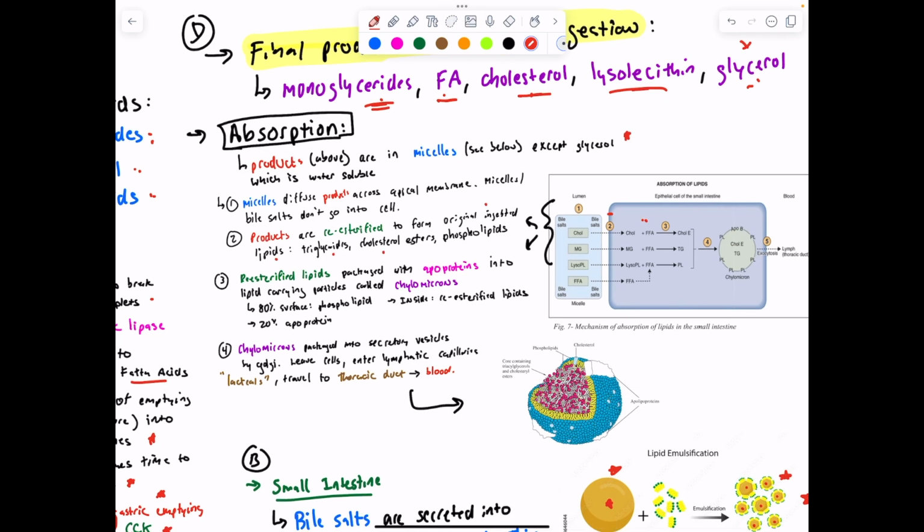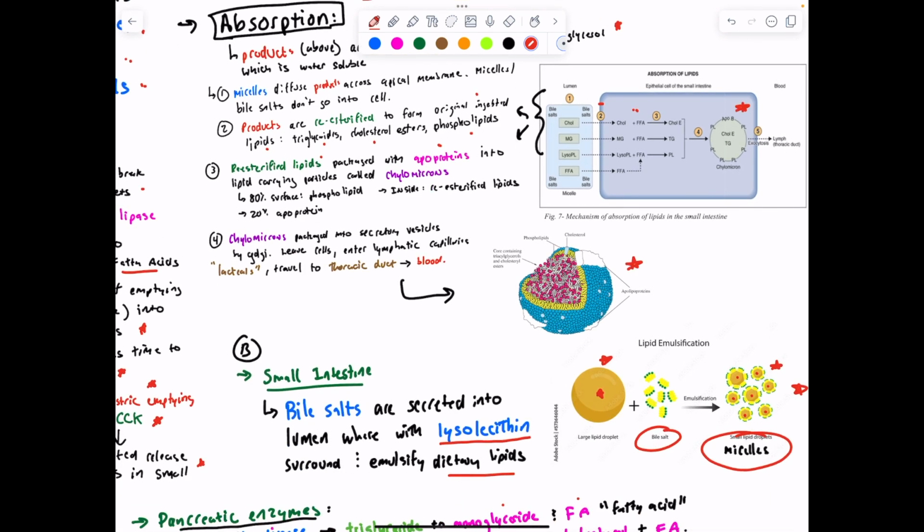aka the triglycerides, cholesterol esters, and phospholipids, and then these re-esterified lipids are going to be packaged with apoproteins into lipid-carrying particles called chylomicrons. So these chylomicrons are going to form inside of the cell. It's going to be mostly phospholipid, 80% phospholipid, with 20% of the surface being apoproteins, and inside is going to be the re-esterified products. Once you have these chylomicrons, they're going to be packaged into secretory vesicles by the Golgi.